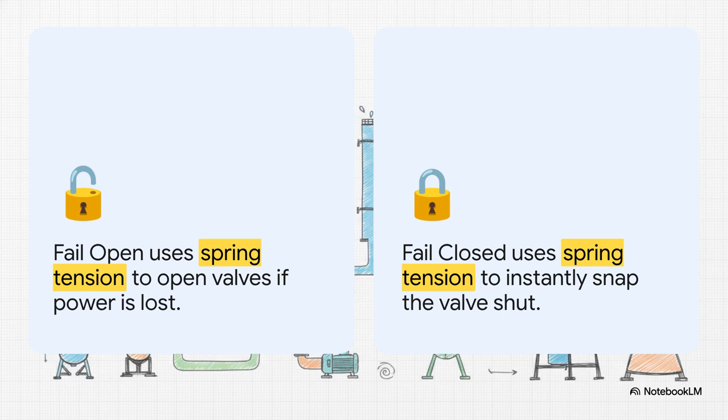Now, these muscle systems are engineered for, well, worst case, doomsday scenarios. Let's say the unthinkable happens and the whole plant loses power, or the main air supply lines just snap. What happens to the valves? Well, they rely on built-in mechanical springs to instantly force them into a safe position. If a valve controls cooling water to a vital reactor, it's designed to fail open, meaning if power drops, the spring forces the valve wide open to keep that water flowing and prevent a total meltdown. On the flip side, if a valve controls a highly flammable fuel line, it's designed to fail closed. The spring instantly snaps it shut to stop a catastrophic fire.